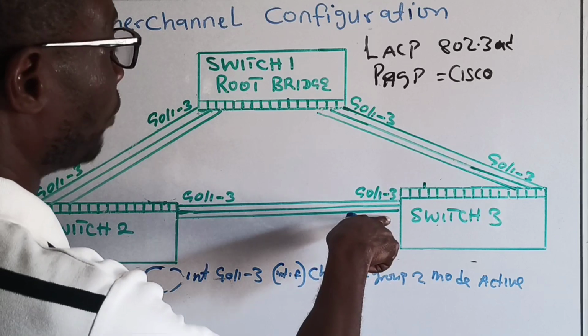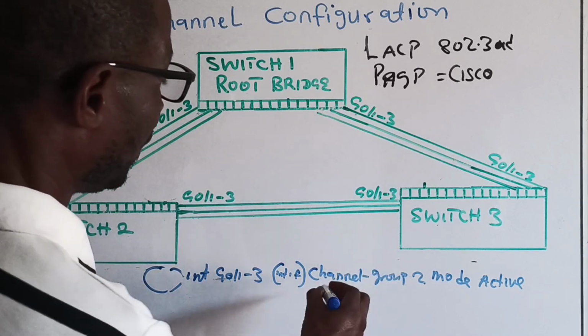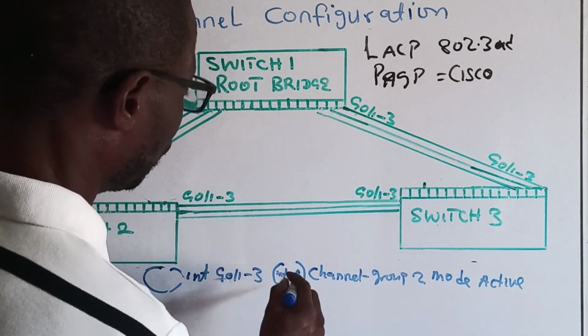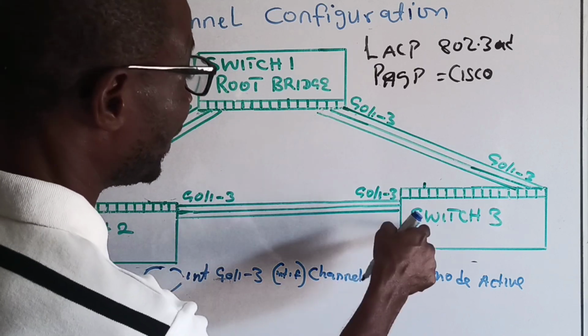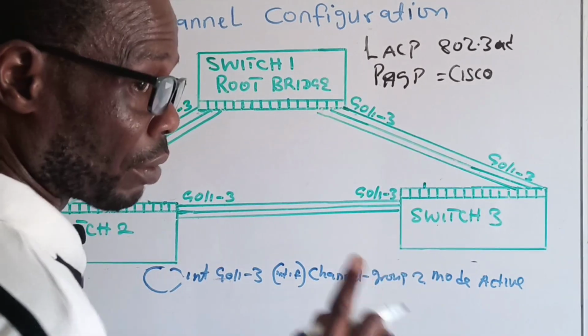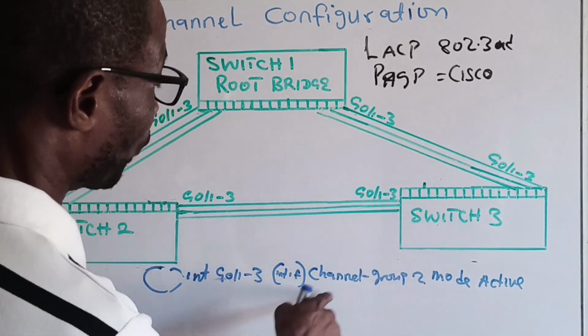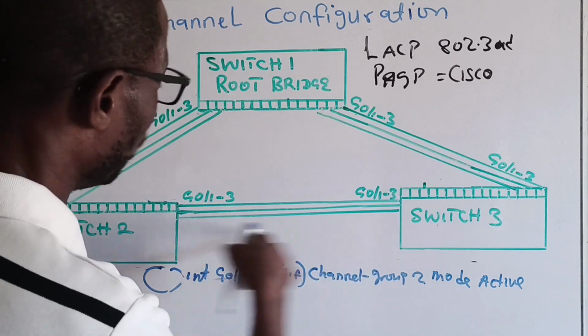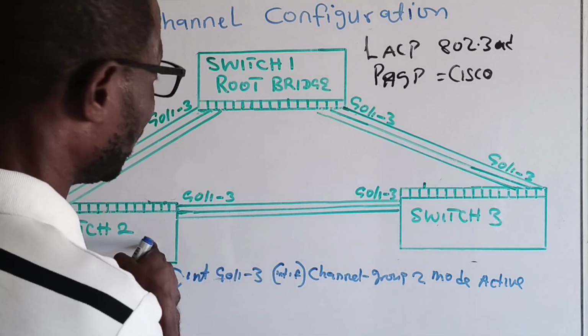Okay, you come here, you do the same thing. Channel, let's say you are now in this switch interface configuration mode. In this switch now, please don't get me wrong, I'm now in this switch. I've configured channel group 2 on this link, on this switch.